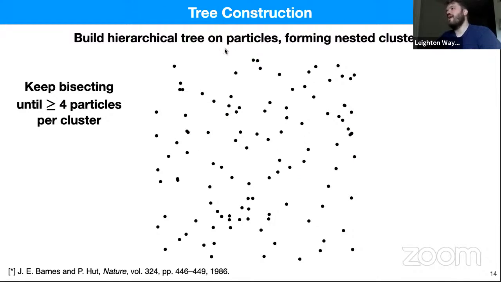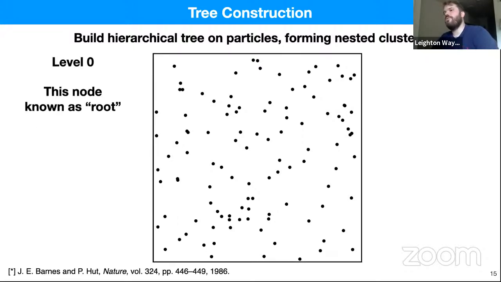Well, we have to build some hierarchical tree on all of our particles, forming nested clusters. So I'll show an example here just to get the idea across, where we have 100 particles sitting in space, and we'll just keep bisecting it until there are no more than 4 particles in clusters at the bottom of our tree.